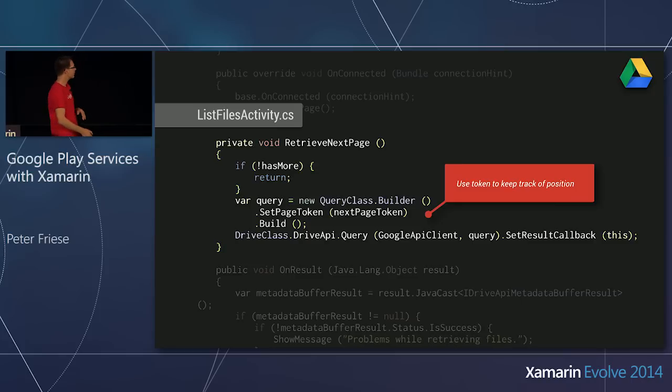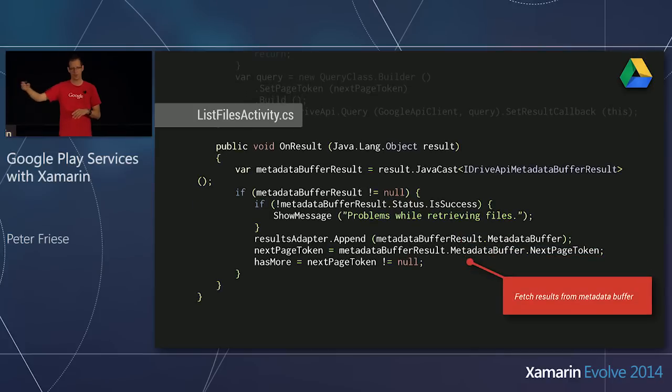So you can see down there, the access to the Drive API works a little bit like that. You use the Drive API query method, and then you hand in the Google API client that you created before. Also, you hand in the query that you created just the 2 lines above, and then you set the result callback. And as soon as Drive gets back to you, your activity will be called with the next method, with the onResult method.